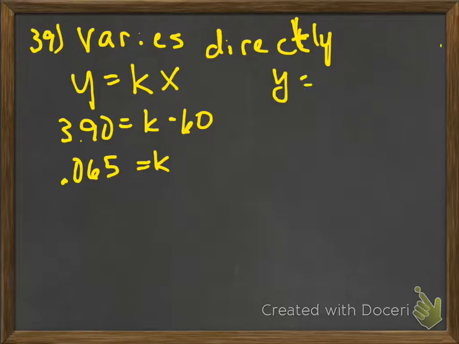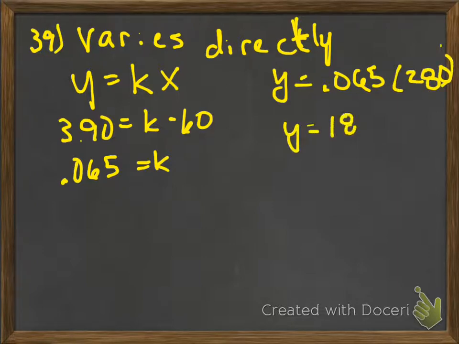Then I'm going to put that back in the same equation. This time I'm going to ask, what am I looking for? They gave me, what's the tax on a $280 purchase? So again, price is x, so I put 280 times the 0.065, and I get an answer of $18.20. Very simple question. And again, if I'm going a little fast, hit rewind, hit pause, listen to it again.